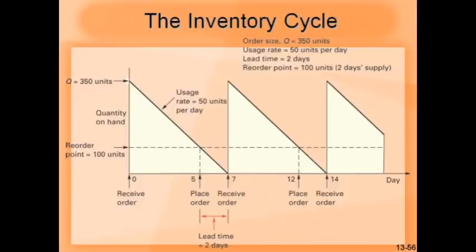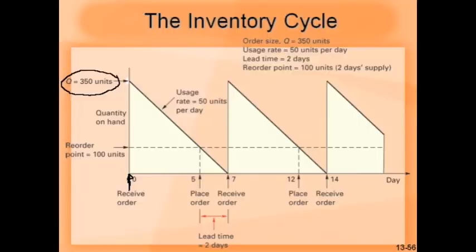So if you look at any basic inventory cycle, let's say the order quantity or order size is Q, and it is about 350 units. So at time 0, here we receive 350 items.